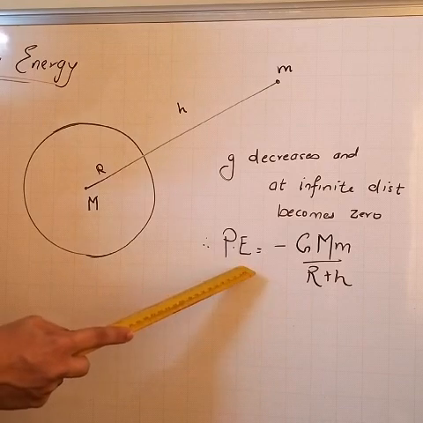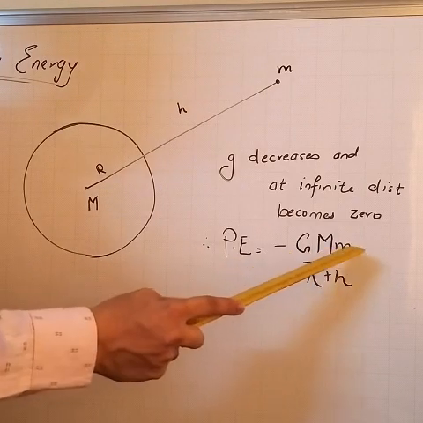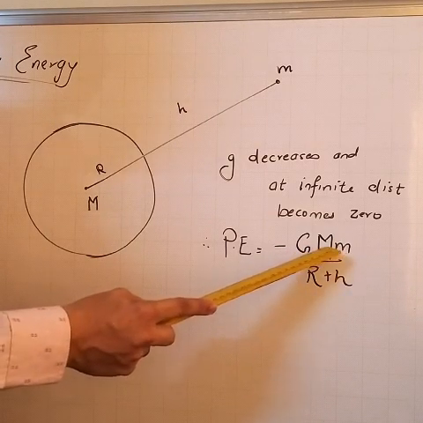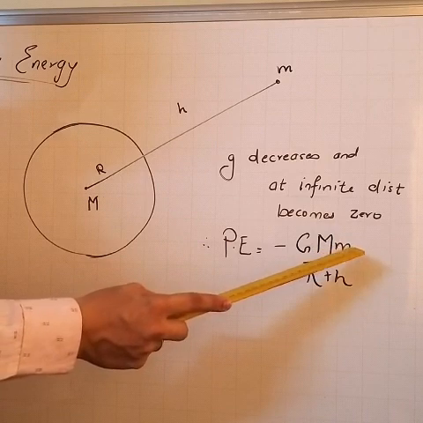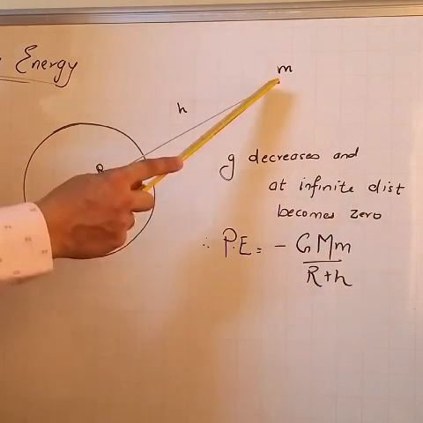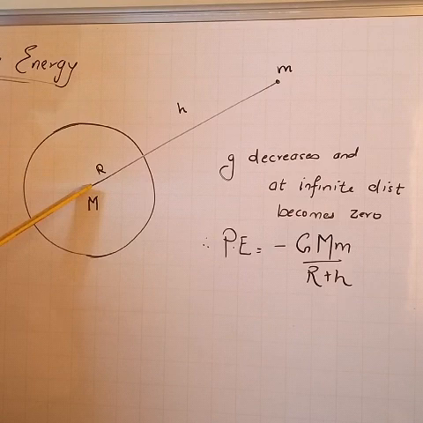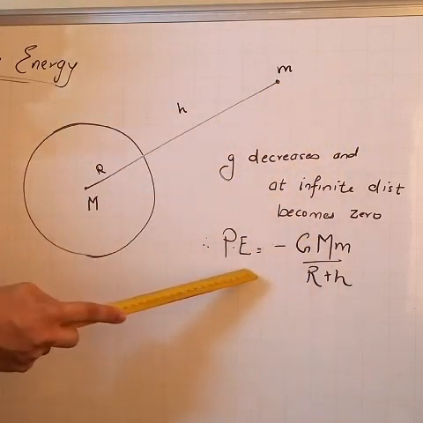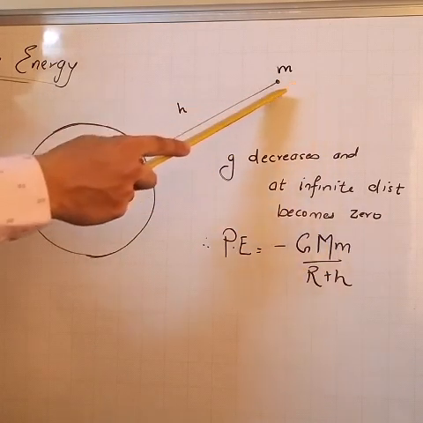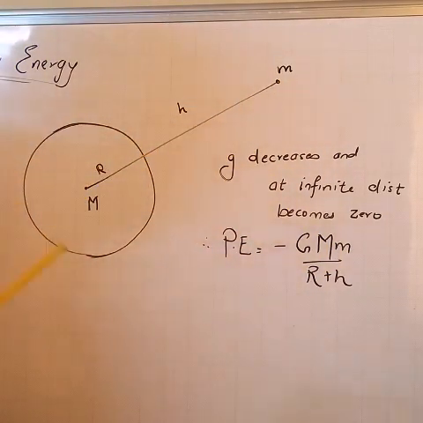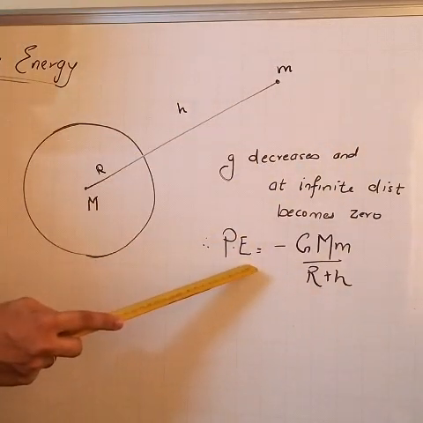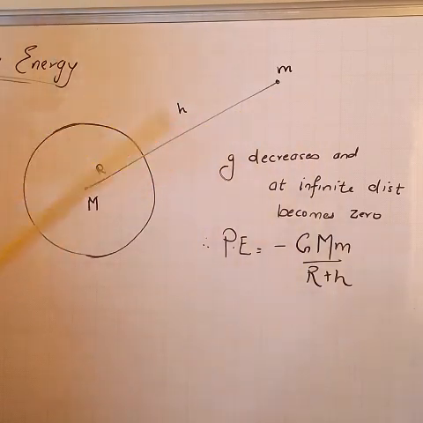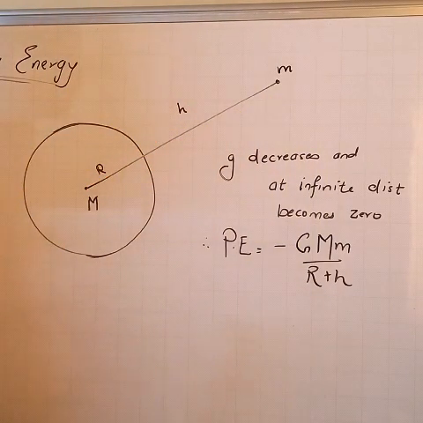That formula is potential energy equal to minus G M m upon r plus h. G is the gravitational constant, M is the mass of Earth, small m is the mass of object, and r plus h is the distance of the object from the center of the Earth. So at infinite distance, the value of potential energy is 0, and as we bring it closer to the Earth, it goes on decreasing. I repeat, at infinite distance, this potential energy will be 0, and as we bring it towards the Earth, the value of potential energy will go on changing.